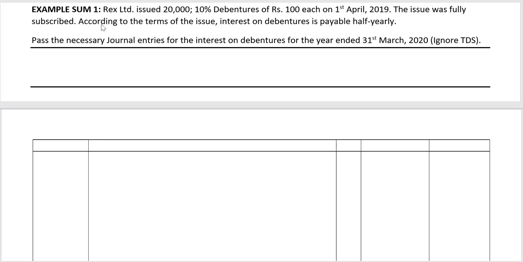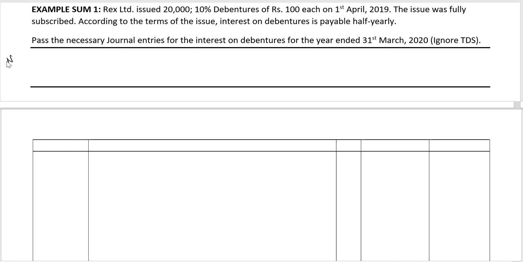Example sum 1. Rex Limited issued 20,000 10% debentures of rupees 100 each on 1st April 2019. The issue was fully subscribed. According to the terms of the issue, interest on debentures is payable half yearly. Pass the necessary journal entries for the interest on debentures for the year ended 31st March 2020, ignoring TDS.